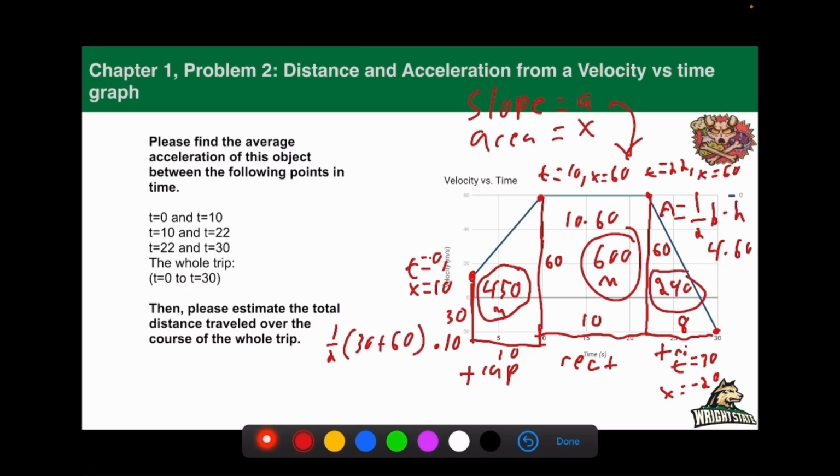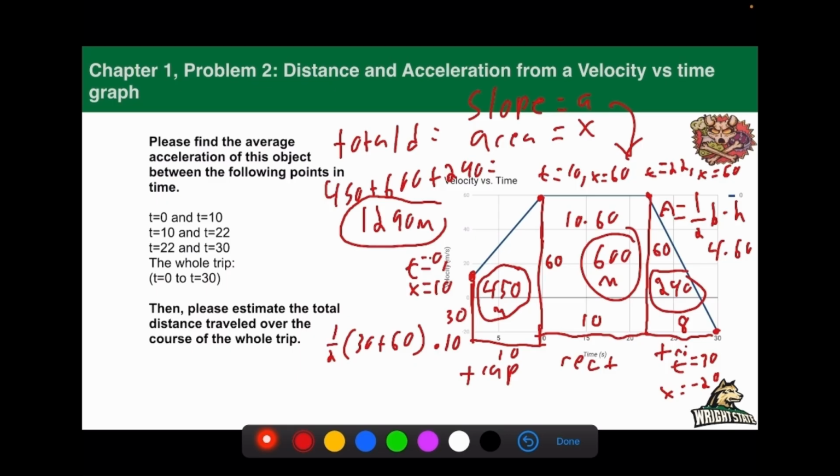Okay, so my total area, total distance traveled is going to be 450 plus 600 plus 240, which is 1,290 meters. So basically, if I showed you this object's velocity over time, I can tell you how much ground it was able to cover over the course of this trip by taking the area under my velocity versus time curve. And we can do that by approximating geometric shapes. Awesome.